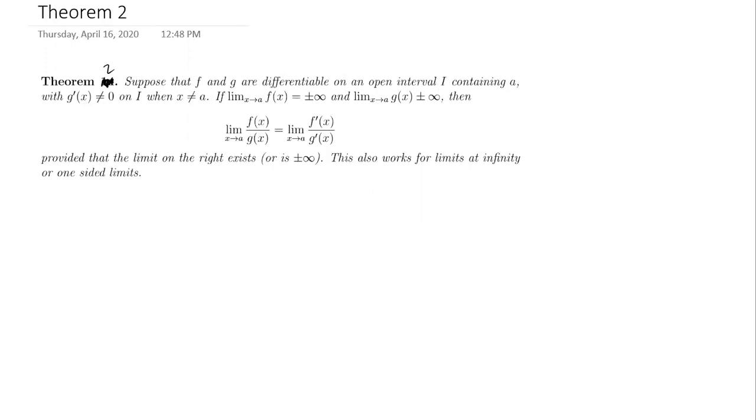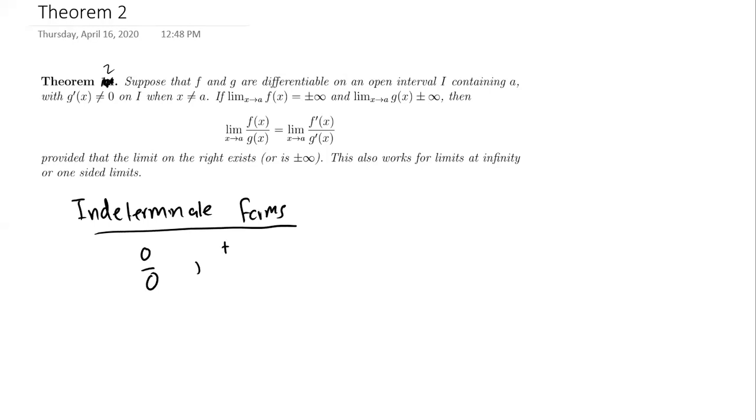Here, this is the same thing as the previous theorem about L'Hopital's rule. The only thing here is that we add a new indeterminate. So far, the indeterminate form for us was just 0 over 0. This theorem says we add one more. If we have plus or minus infinity divided by plus or minus infinity, this is also an indeterminate.